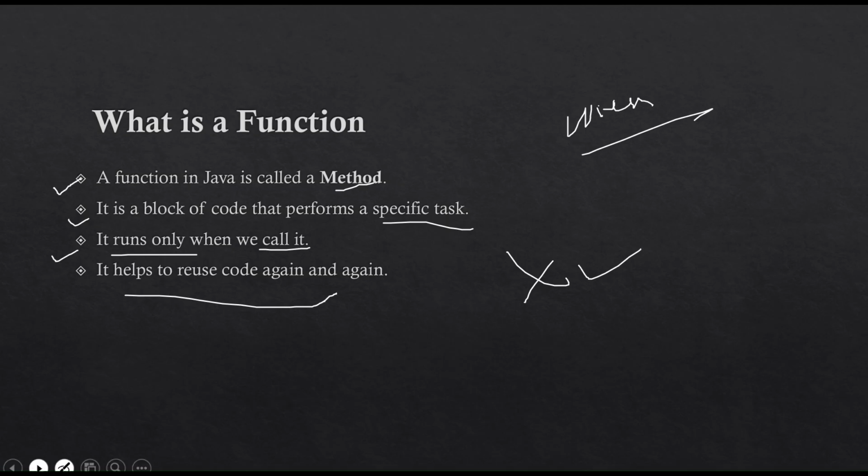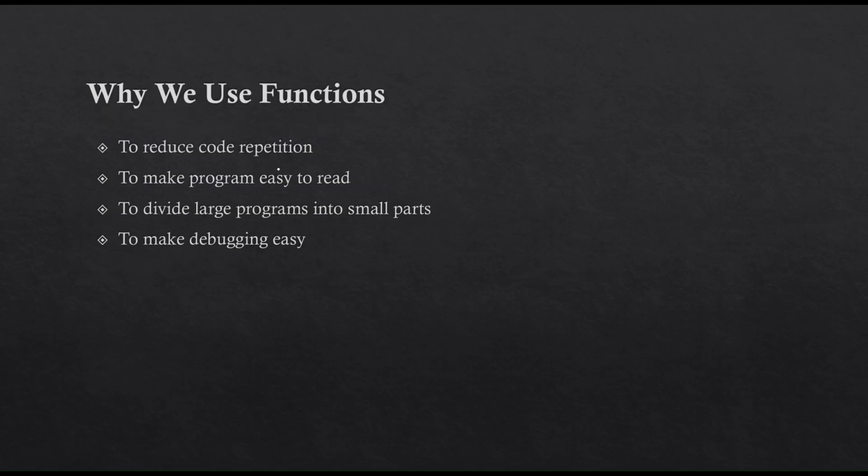Let's see where the function is exactly used. Why is a function used? It is used to reduce the code length, to make the program easy, to divide a large program into smaller parts, and to make debugging easy. Debugging means understanding what the problem in your code is. You can just go through your function part, and then you can see what the problem is here.